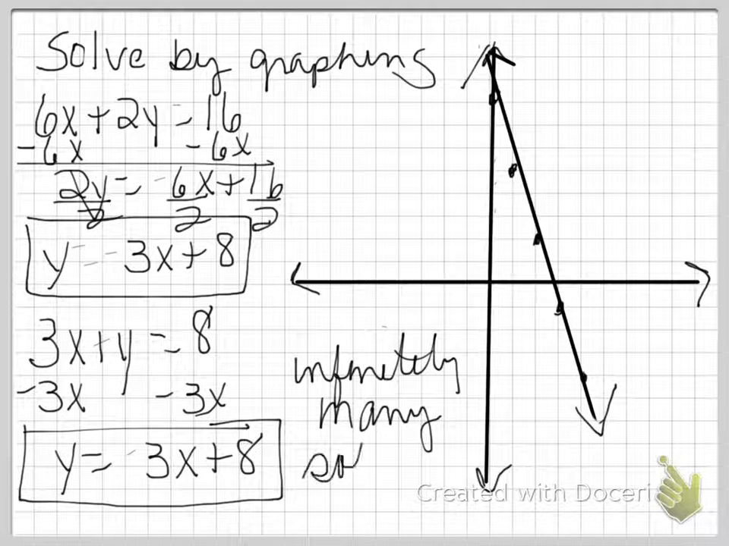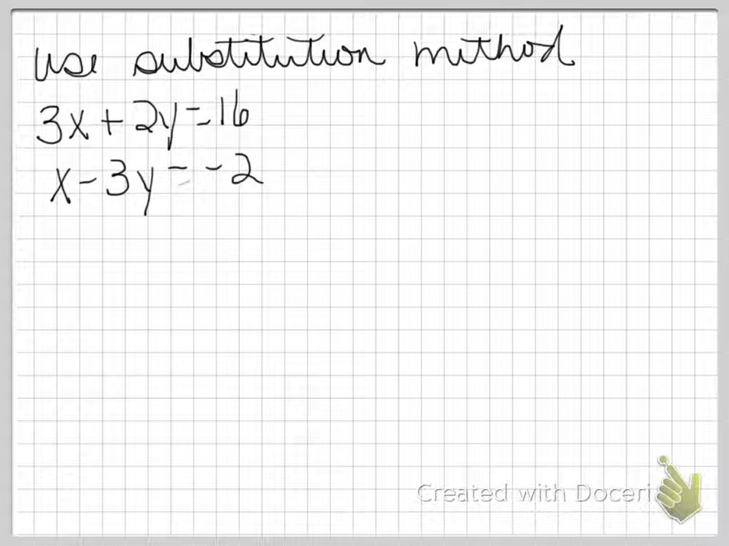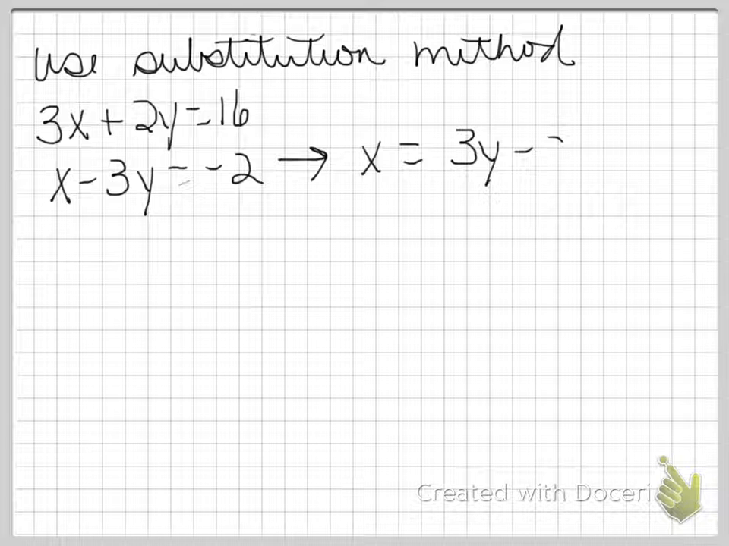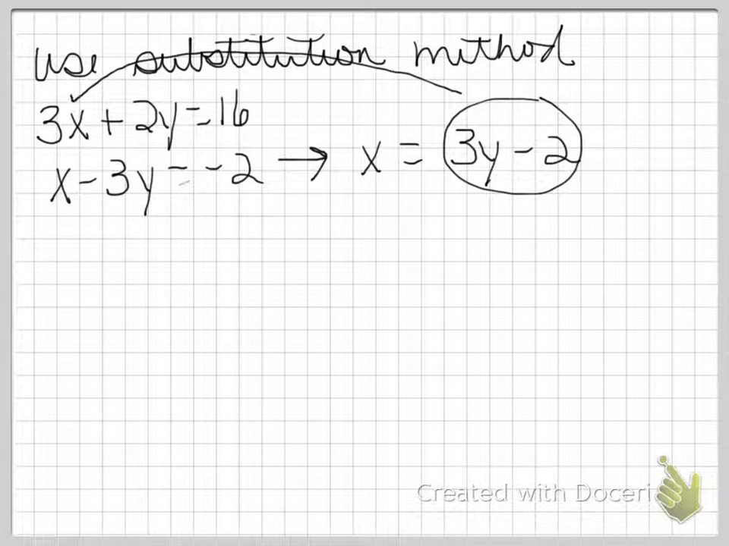If you happen to get two equations that have the same slope, they're parallel, and the answer to that would be no solution. The second one is using the substitution method. We want to solve for the variable that has a coefficient of 1. X has a coefficient of 1, so we want to add 3y to both sides. So when we add 3y to both sides, we get x is equal to 3y minus 2. We are going to substitute that into the other equation wherever we see x.